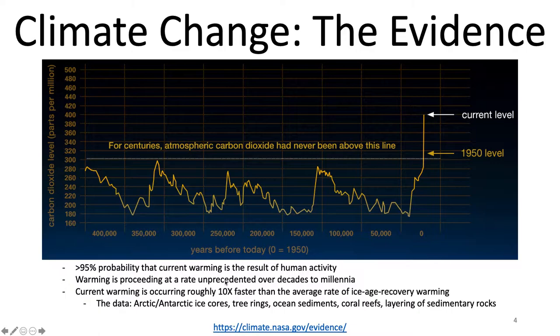Because of this data, there is a greater than 95% probability, if you do a meta-analysis of all the data for human-mediated climate change, that current warming is a result of human activity. And current warming is occurring at roughly 10 times faster than the average rate of ice age recovery warming. So not only are carbon dioxide levels higher than they have been in millennia, so is the rate of warming, which again, we get from these historical ancient data sets. Again, this is all stuff from the NASA website, which is a really great resource.